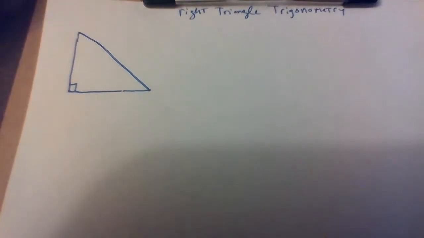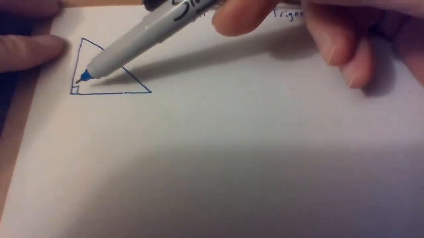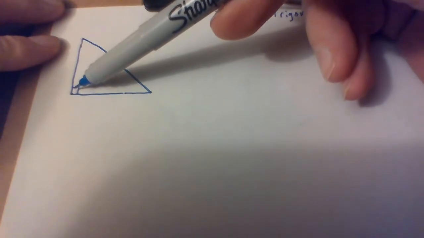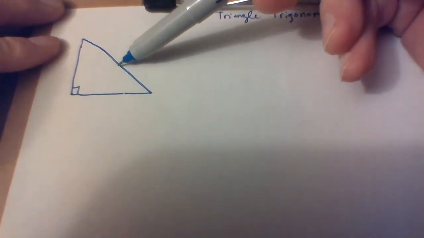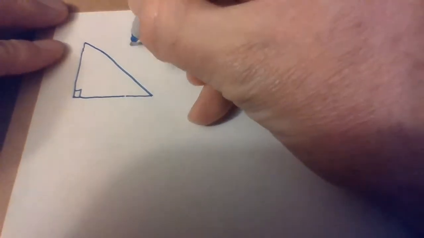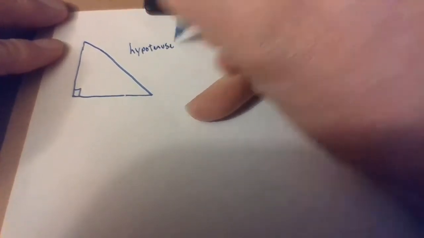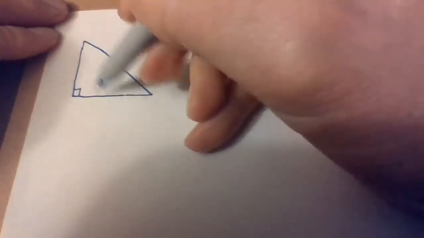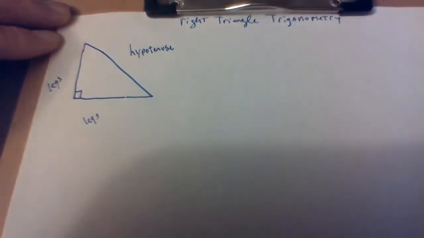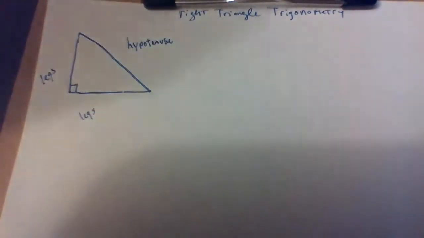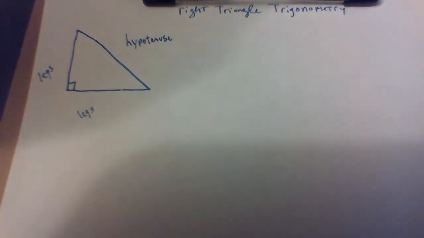Okay. With a right triangle, opposite of the right angle is something called the hypotenuse. And then these two sides that are not the hypotenuse are called the legs. All right, so we have a leg 1, leg 2, and then opposite of the right angle is called the hypotenuse. All right.